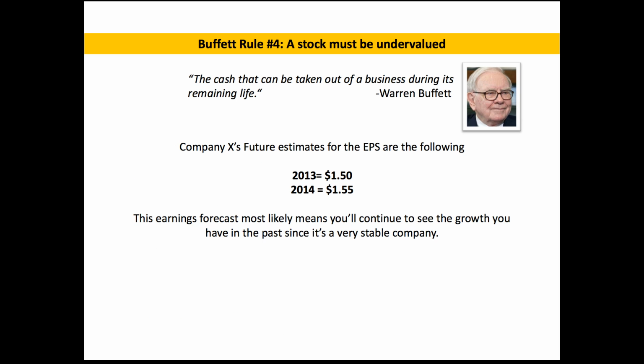So let's assume that we looked at Company X's future estimates, and in 2013 it's $1.50, in 2014 it's $1.55. This would trend with the $1.50 that they've had in the past, so we could say, yeah, that book value is probably going to continue to grow at the same slope that we saw in the past 10 years, and they're probably going to continue to make this dividend payment. That's how we can estimate what kind of cash we would get out of this business over the next 10 years.